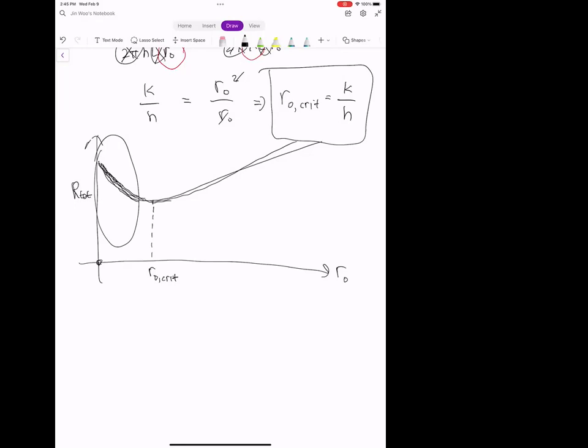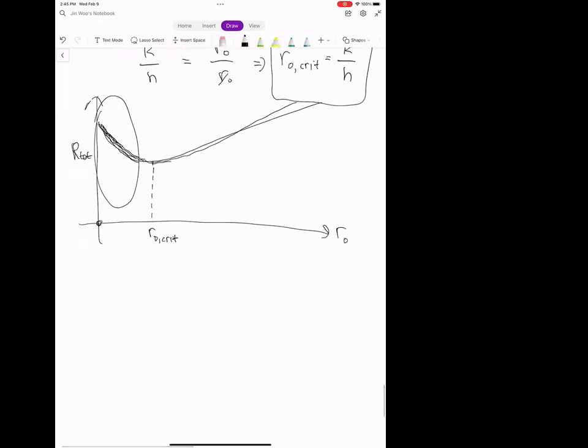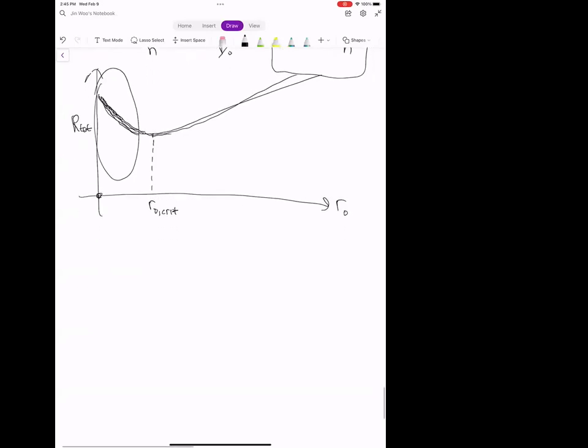Okay, and so that's it for cylindrical systems. The next system that we're going to look at is spherical systems.